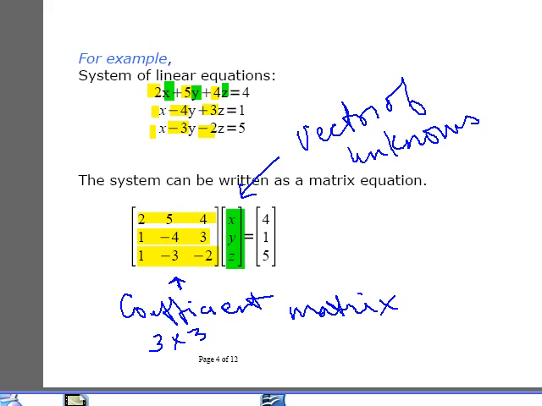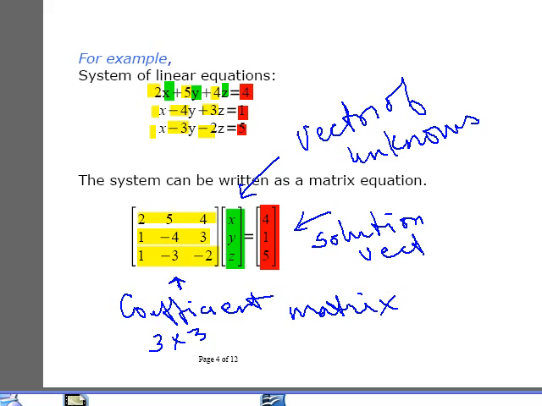And the third are these constants that are appearing after the equal sign. Those are placed in the third matrix, again after the equal sign. You see how we just transpose everything down here. And this is called the solution vector. Matrices with one column or one row can be called vectors. So here you have your coefficient matrix multiplying the vector of unknowns equaling the solution vector.